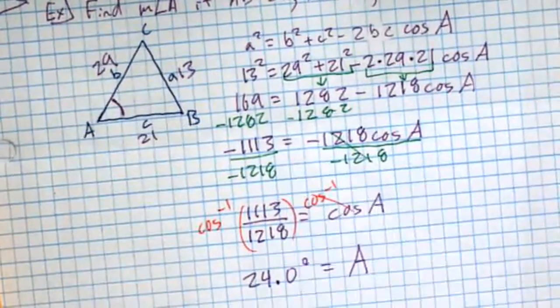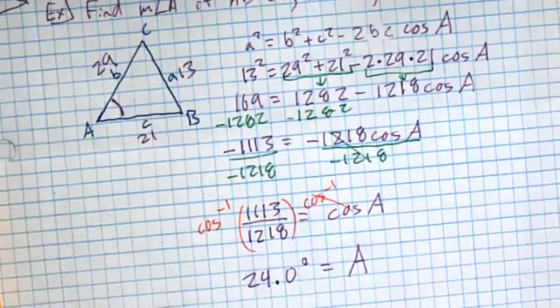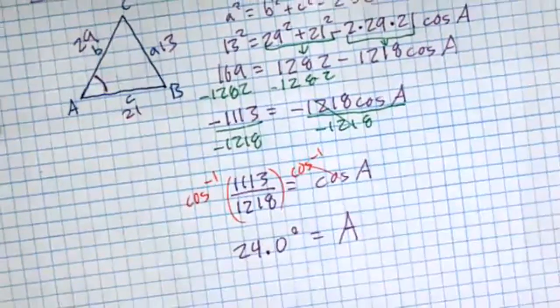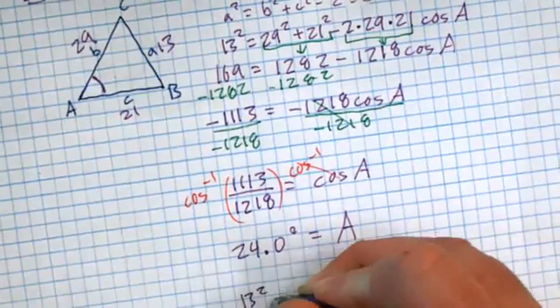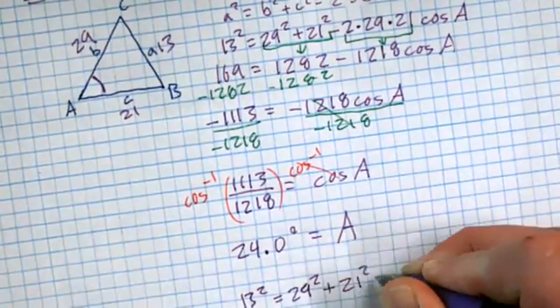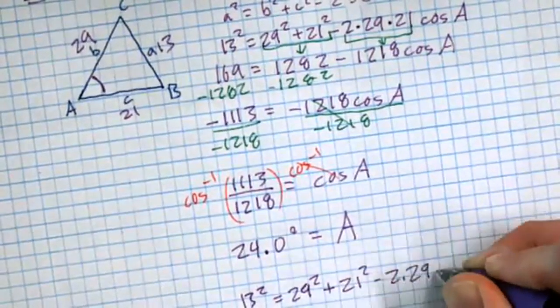So I would probably do this a little bit differently. It looks a little bit messier, but every time you got to stop and type stuff in your calculator, it slows you down. So if I were doing this, I'm going to go back to this step right here. 13 squared equals, thank you. I think this is what you meant, maybe?